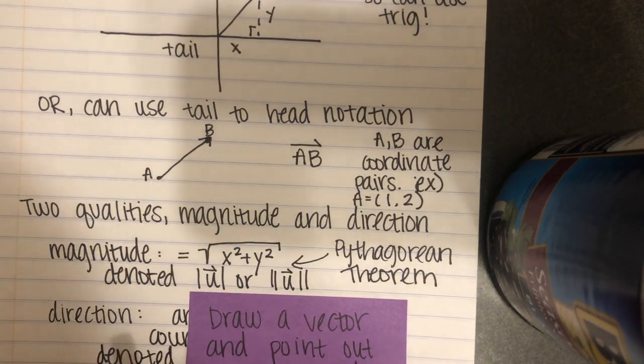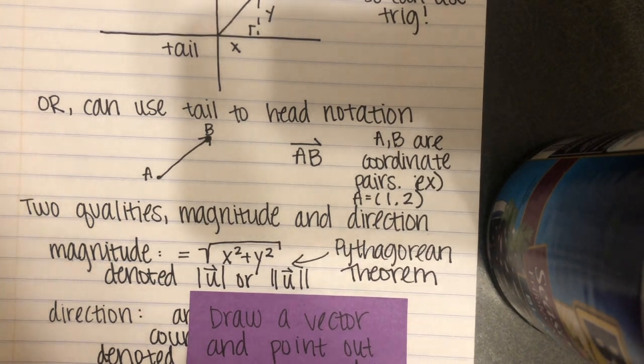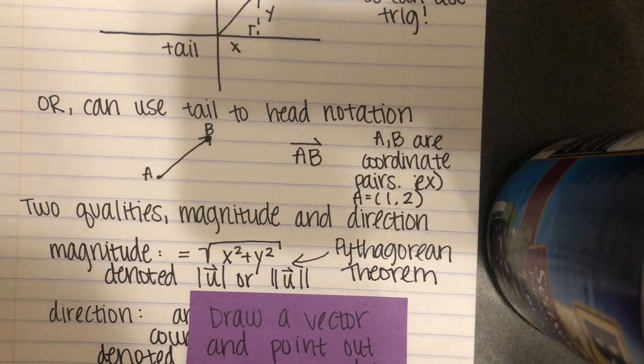So there are two qualities of a vector, magnitude and direction. Just like in Despicable Me, when there's Vector who strikes evil with magnitude and direction, that's how I always remember it, and I knew that before I even started studying vectors. So the magnitude is the square root of x squared plus y squared, when x is the first variable of the vector and y is the second variable of the vector.